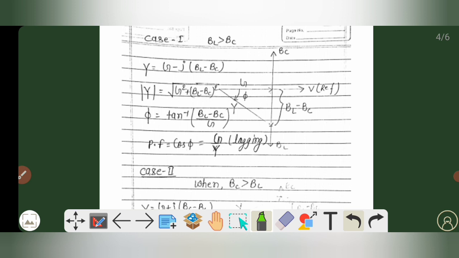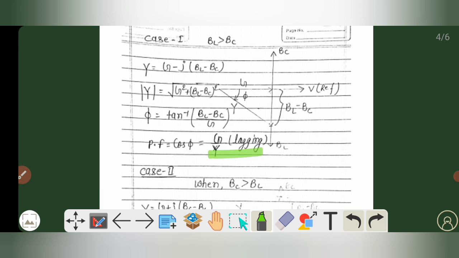The first case is if the inductive susceptance is greater than the capacitive susceptance. As you can see here, this is the resistive part, this one is the capacitive part, and this one is the inductive part, same as in the phasor diagram. Here BL is greater than BC, so this will be the BL minus BC part, and from the same triangle we can easily calculate the value of tan phi and power factor.